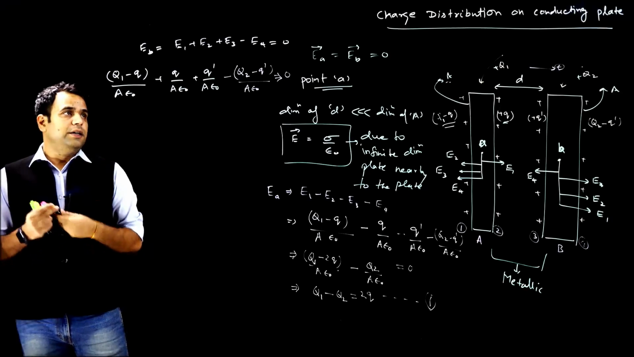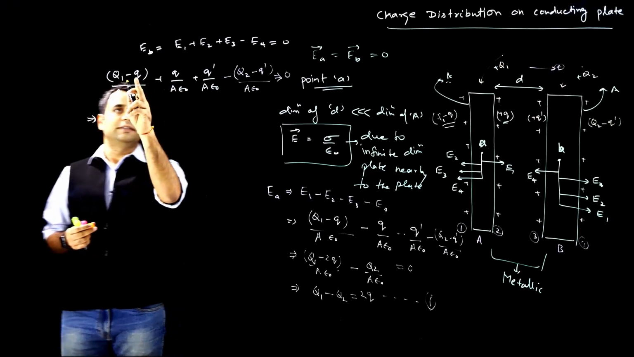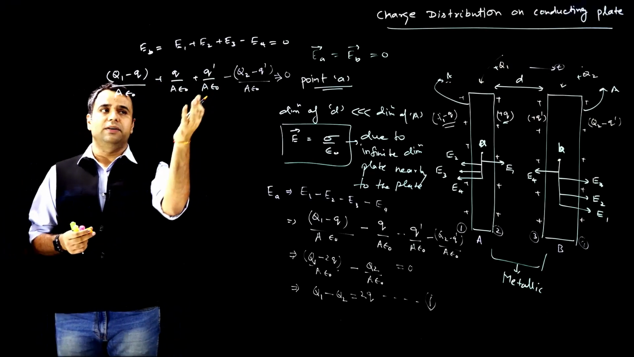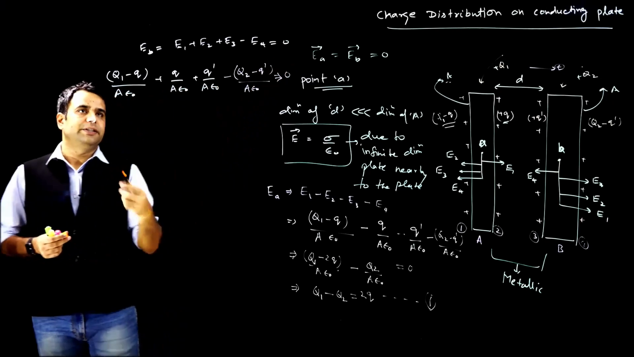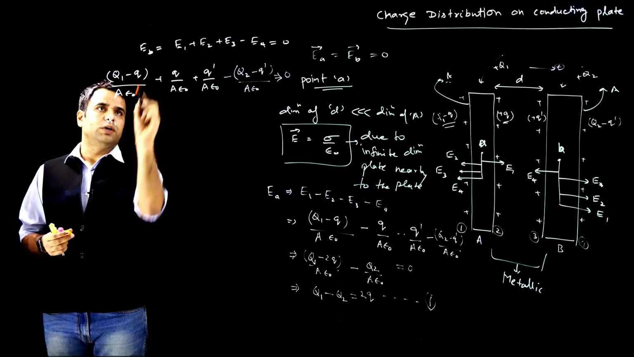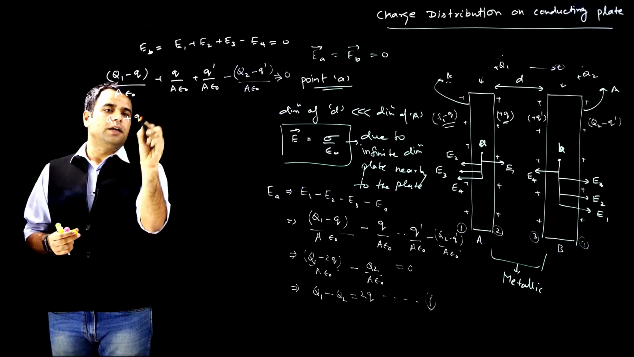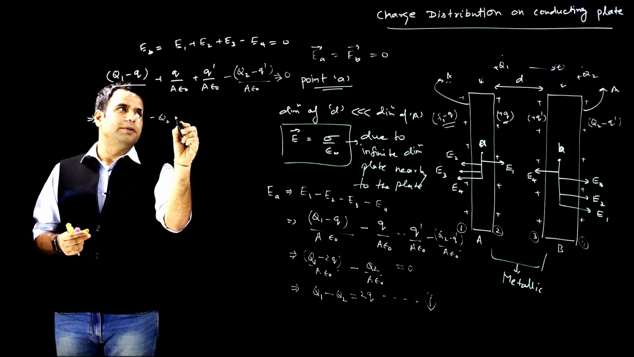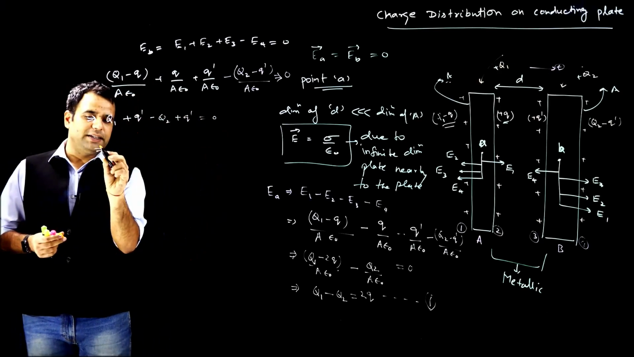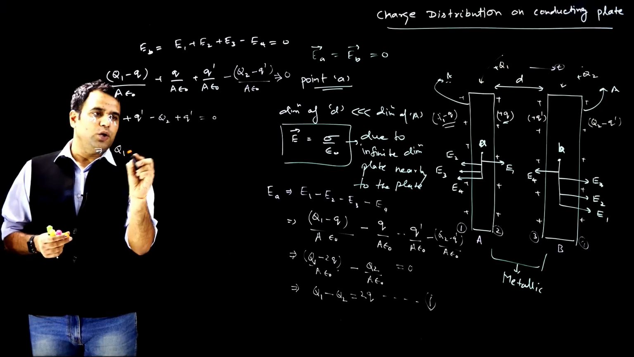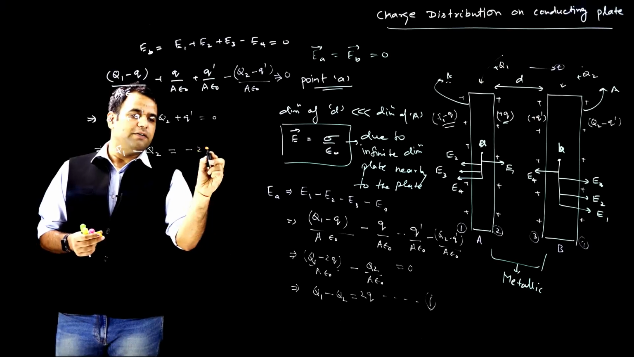Let's add all these values. If I add these two, the small q minus and this q will cancel out. And A epsilon naught from the denominator I can take common, and the right side is 0. So it will be Q1, this and this cancel out, plus q dash minus Q2 plus q dash is equal to 0. So that makes the second equation. The second equation is Q1 minus Q2 is equal to minus 2q dash.